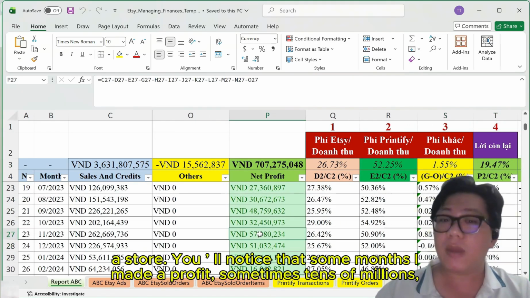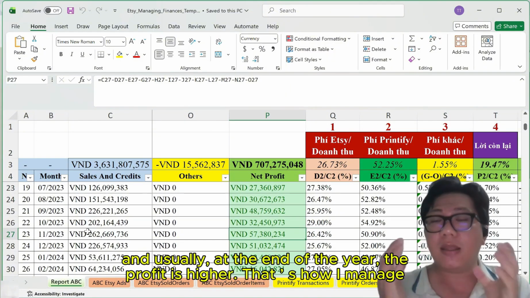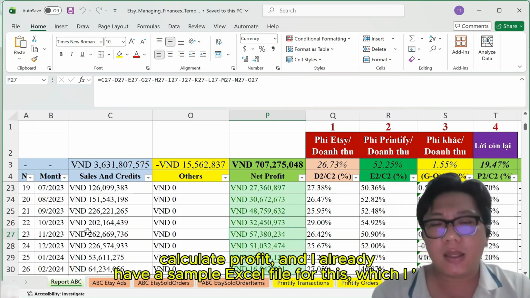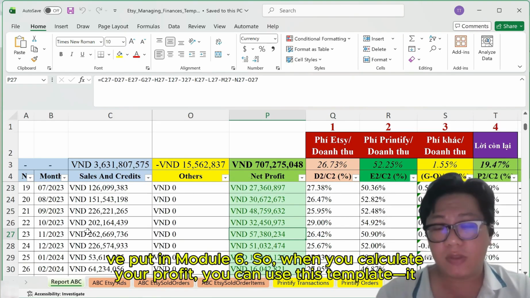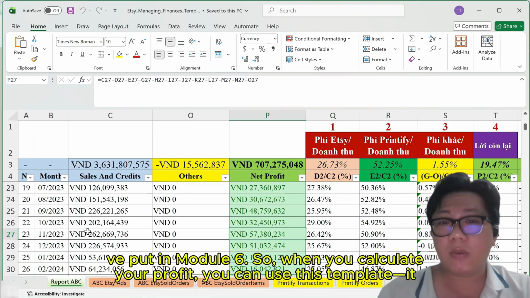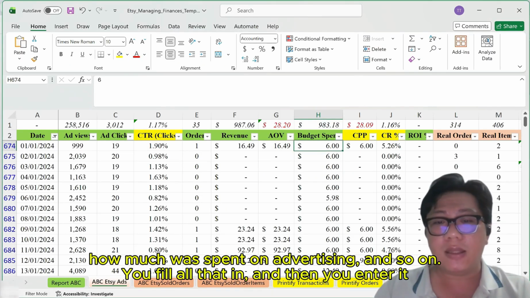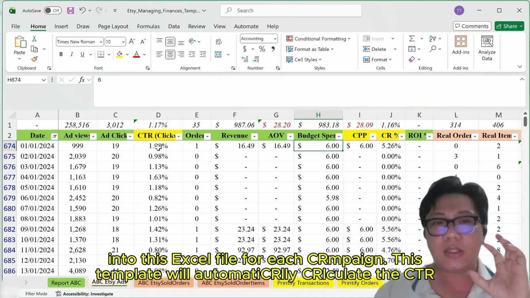You'll notice that some months I made a profit, sometimes tens of millions, and usually at the end of the year, the profit is higher. That's how I manage expenses and calculate profit, and I already have a sample Excel file for this, which I've put in Module 6. So when you calculate your profit, you can use this template. It already has the formulas, how much was spent on advertising and so on. You fill all that in, and then you enter it into this Excel file for each campaign.